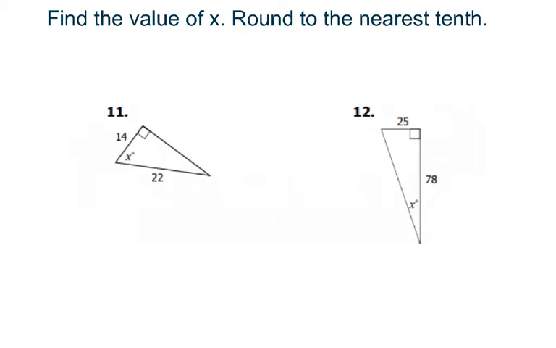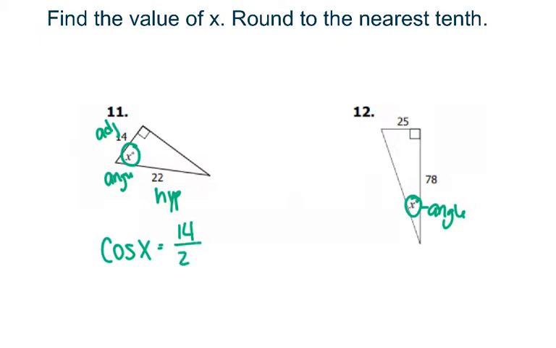Alright, so notice the difference between these two. Now I'm looking for an angle. I know I'm looking for an angle because x is inside the triangle and it also has the degree sign. 12 is the same way. So I'm going to label 22 as my hypotenuse and 14 as my adjacent. So I know I need to be using cosine. So the cosine of x equals 14 over 22.